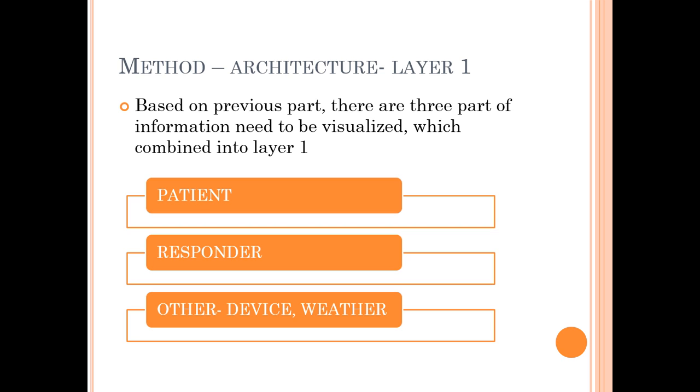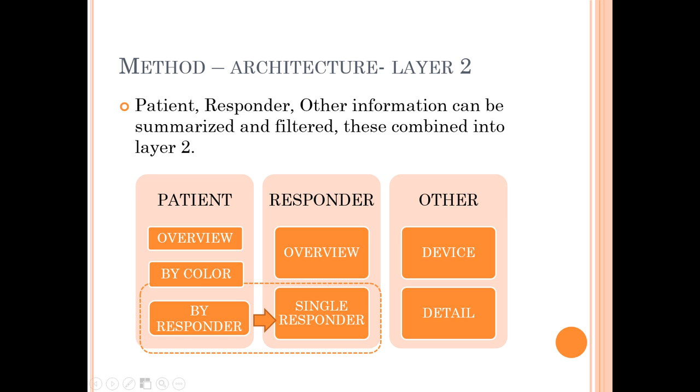For the architecture, there are a total of 3 layers in this application. Now let's look at layer 1. Layer 1 is based on the information we can get from the server. We can get the patient information, responder information, and other information. All these 3 parts of information are combined into layer 1.